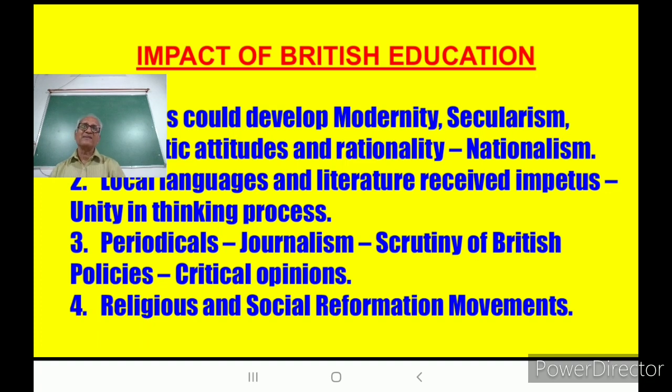So with this, we close this particular subunit, and in the next video we will discuss the law, the constitutional development of India.